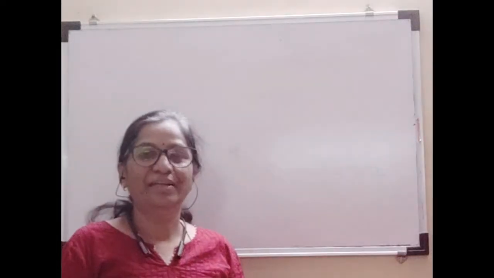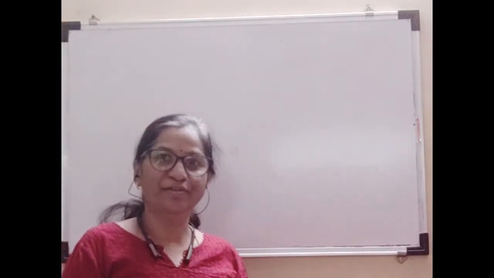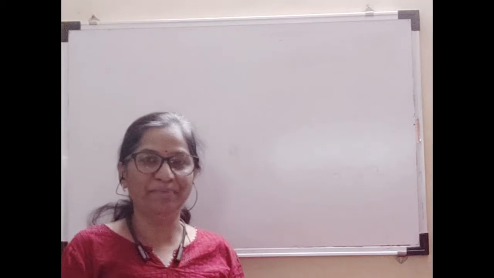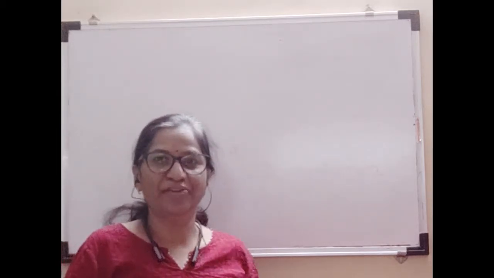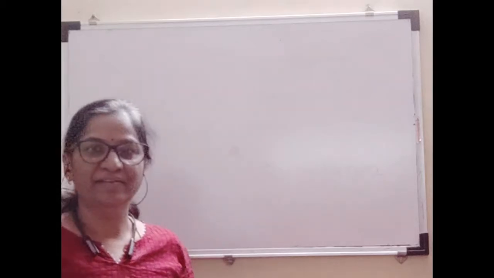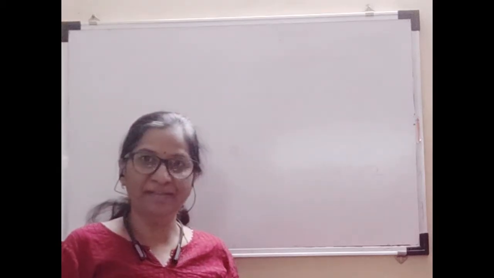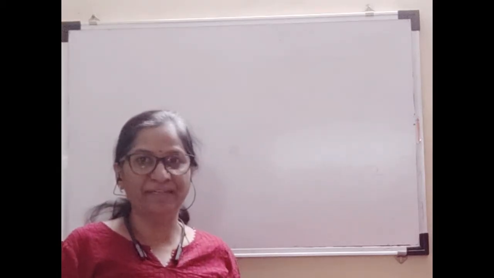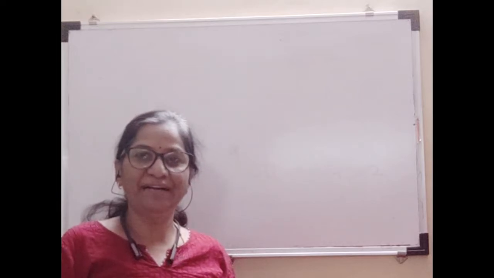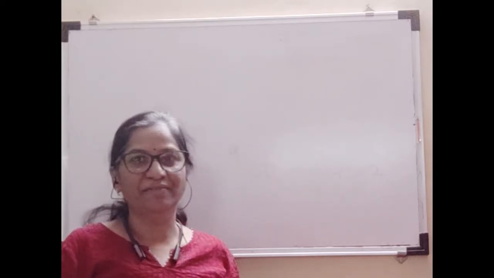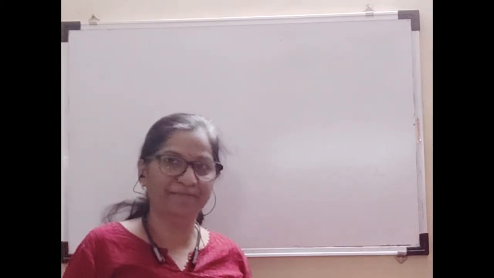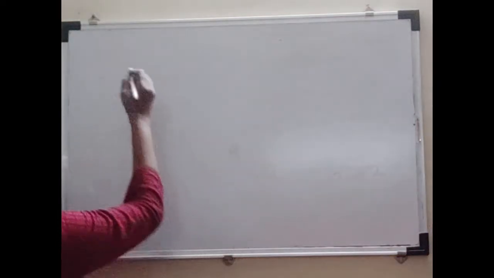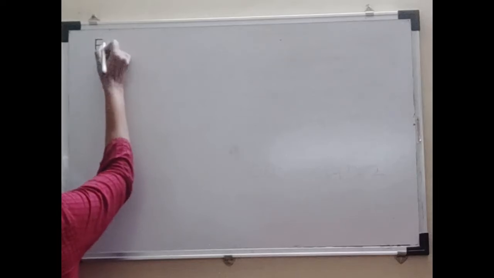Hello everyone. Today we are going to discuss the topic vector space of the paper linear algebra. So before going to the actual definition of vector space, we first define what is a field, what is a set of vectors, and then we define the algebraic structure V over F, the vector space. So first of all, what is a field?